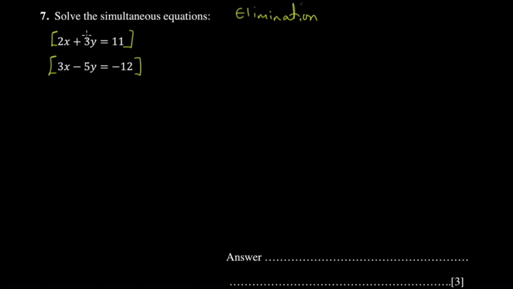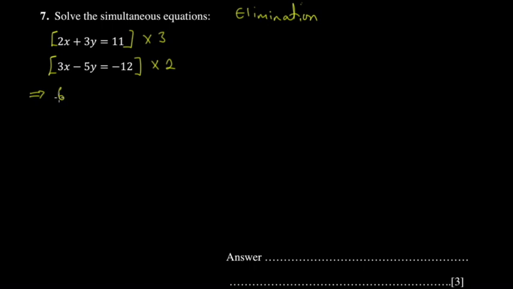So you'd have to multiply this by 5, this by 3. But here it'd be 6. You have to multiply this by 3, this by 2. So it's easier for you to match the x coefficients. Okay, so we're going to multiply this whole thing by 3. We're going to multiply this whole thing by 2. We're multiplying every term there.